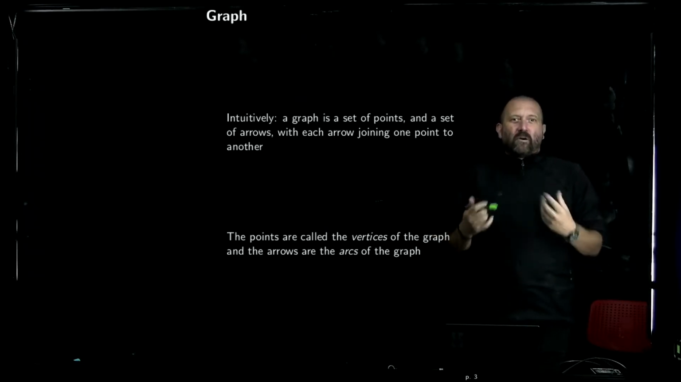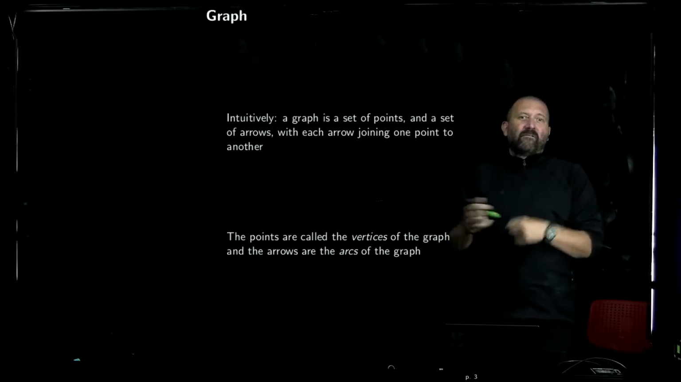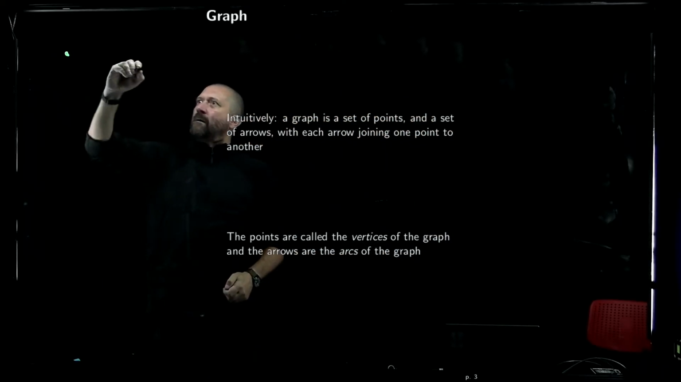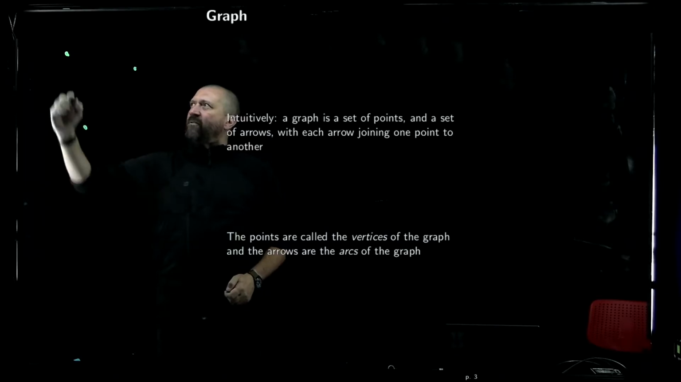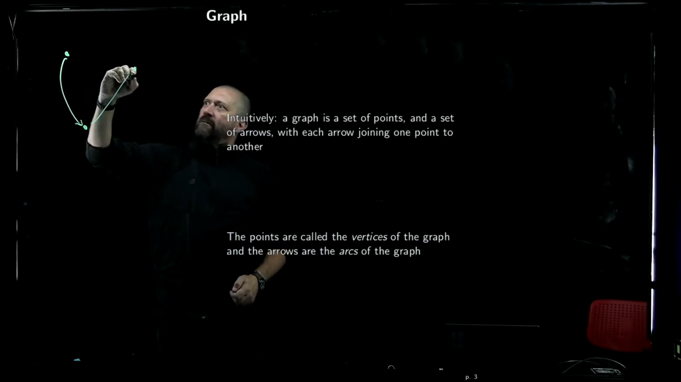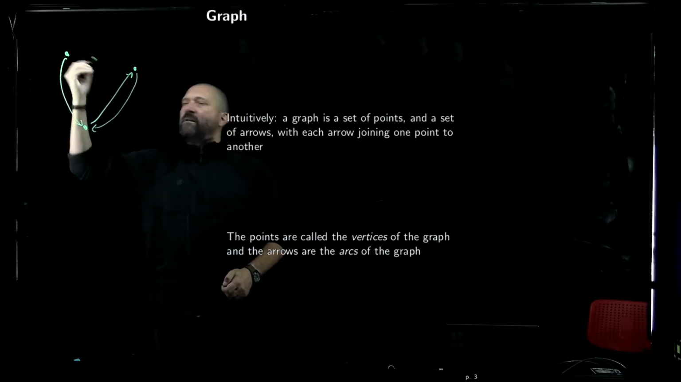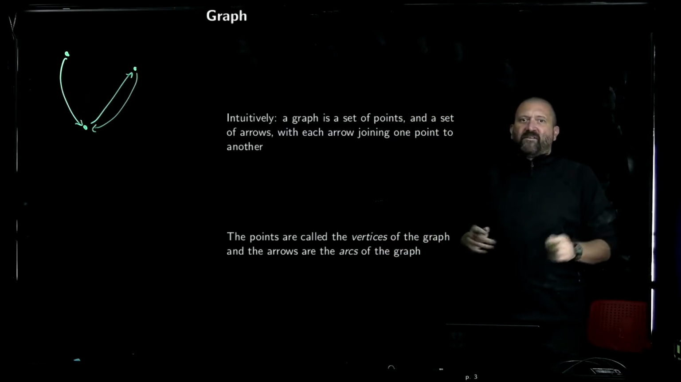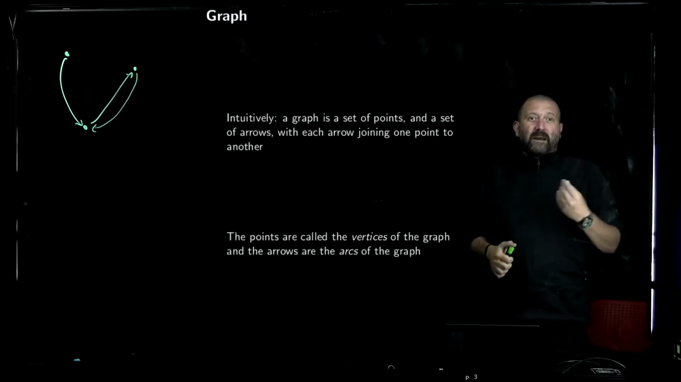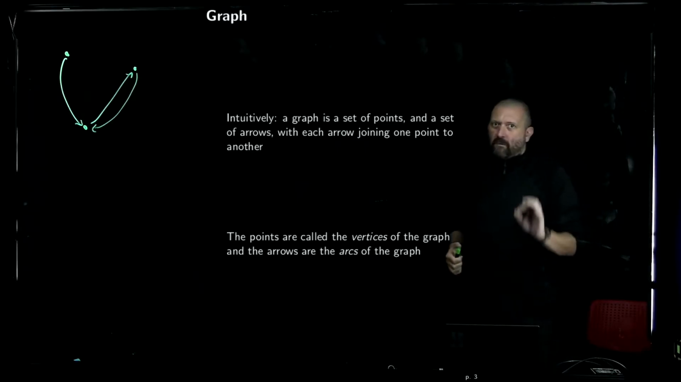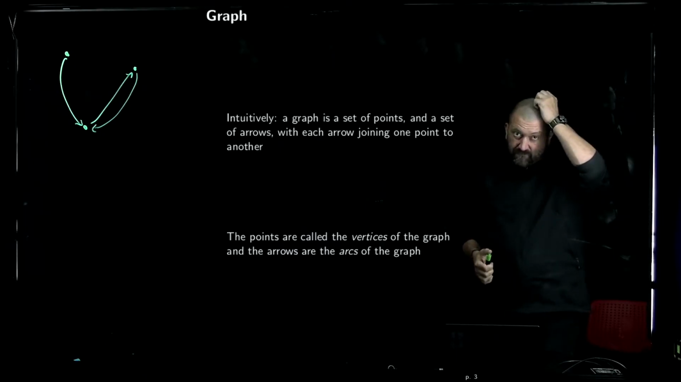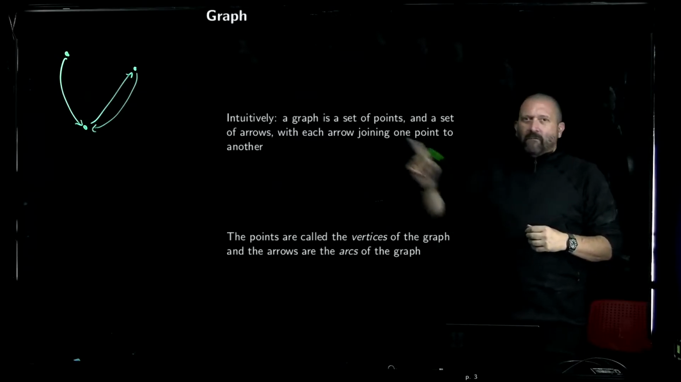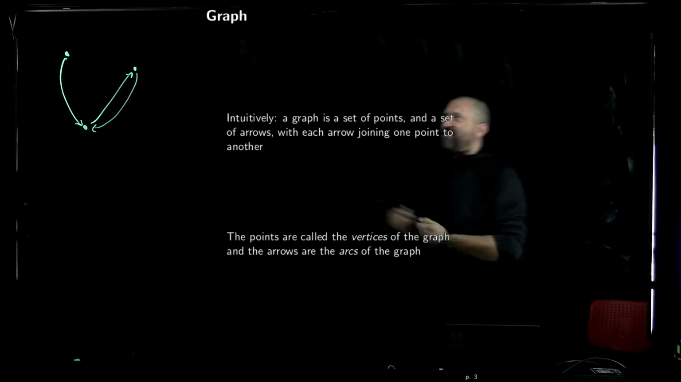So intuitively, a graph is a set of points and arrows joining these points, potentially. So typically I would have some points and some arrows joining these points, for instance. Okay. And the points we call vertices, and the arrows we call the arcs. And I'm going to make a distinction right away that we'll come back to soon, but what I drew here, this is an arc.